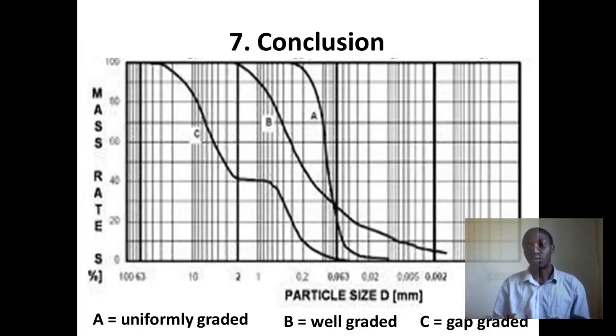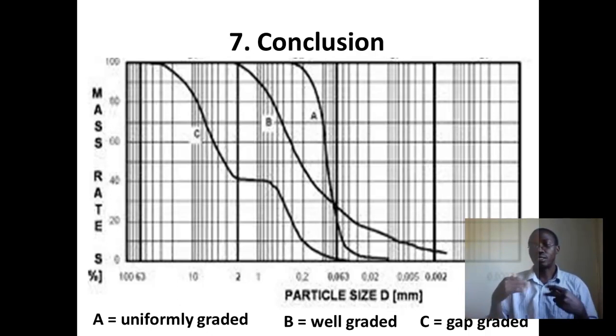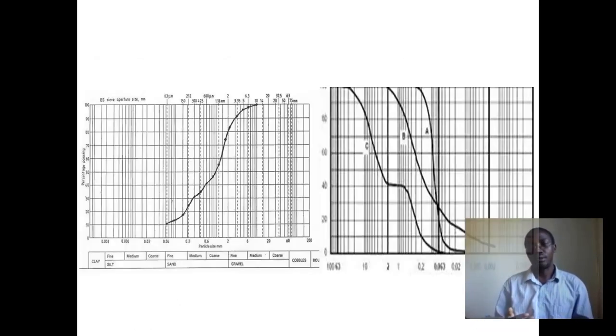In conclusion, depending on the particle sizes existing in the sand sample, different grading curve shapes can be obtained. For example, we can see A, B, C. Shape A indicates that the sand particles are uniformly graded. Shape B indicates that the sand particles are well graded. Shape C indicates that the sand particles are gap graded.